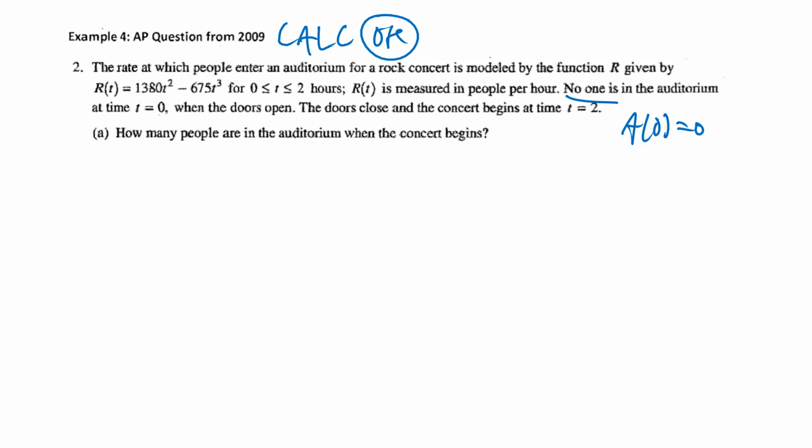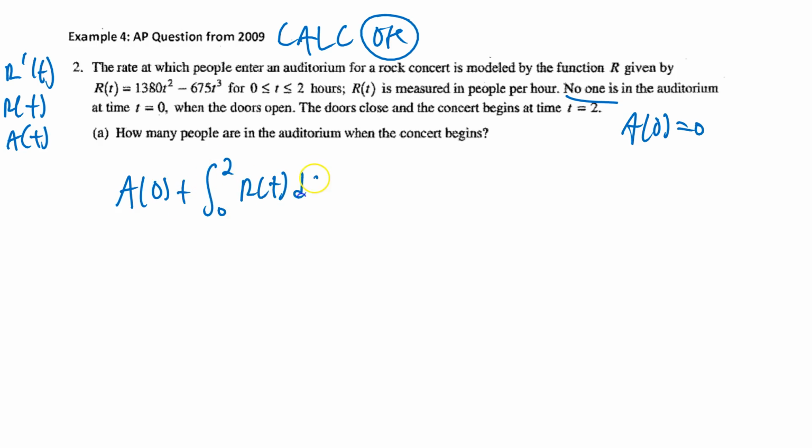So first thing they ask is how many people are in the auditorium when the concert begins? Well, I have a rate. I want the amount. So we think about amount, and the rate would be above, then r prime. So when the concert begins, that'd be at t equals 2. So I need to know how many people came in between 0 and 2. So I do A of 0 plus the integral from 0 to 2 r of t dt.